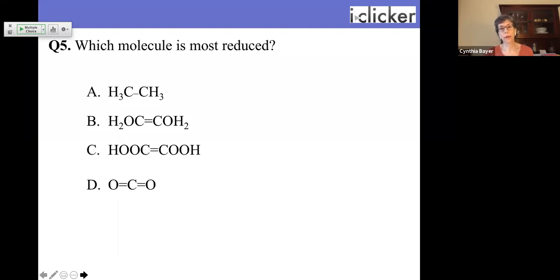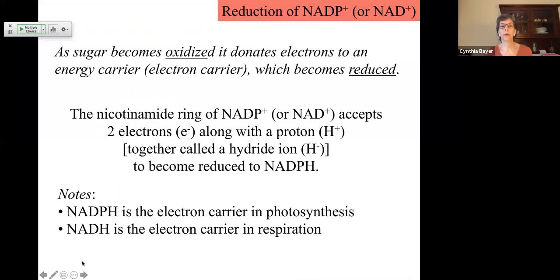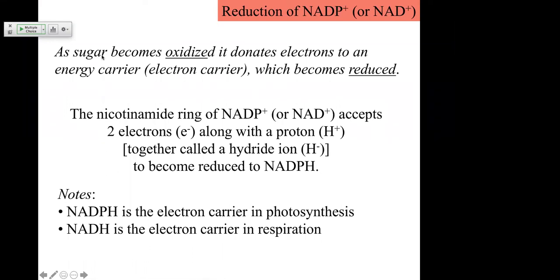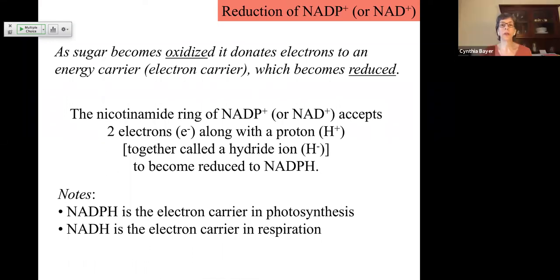So again, getting ourselves ready to follow cell respiration, the breakdown or the oxidation of sugar molecules, what we'll be seeing is the sugar becoming oxidized. The sugar is losing electrons. It's losing electrons in the form of hydrogen atoms. A hydrogen atom is an electron and a proton. Those electrons are donated to an electron carrier, and the electron carrier becomes reduced when it accepts those electrons. The main electron carrier that we'll be following in cell respiration is NAD+.